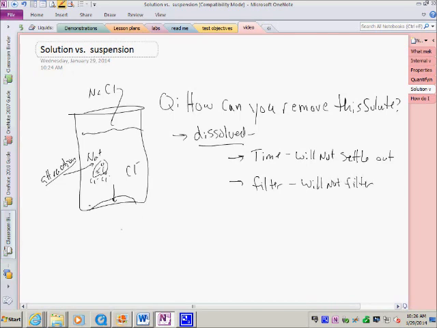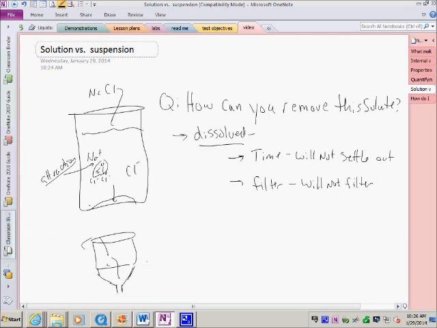So I could put this thing through. We've done vacuum and other types of filtrating. So when I put this thing in a little Buchner funnel and I suck it through, all the water would go through along with the sodium chloride. It is not going to be able to be filtered out.